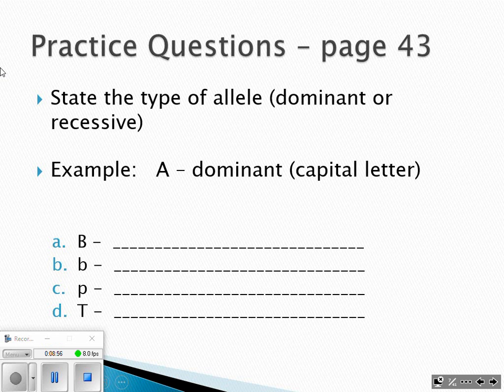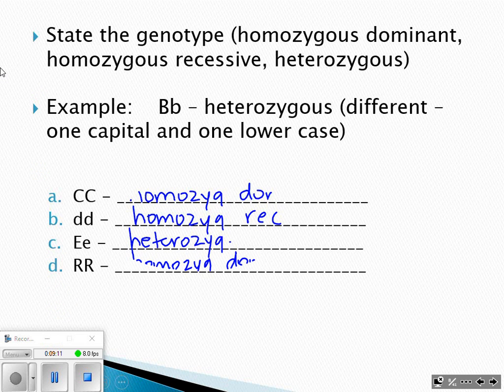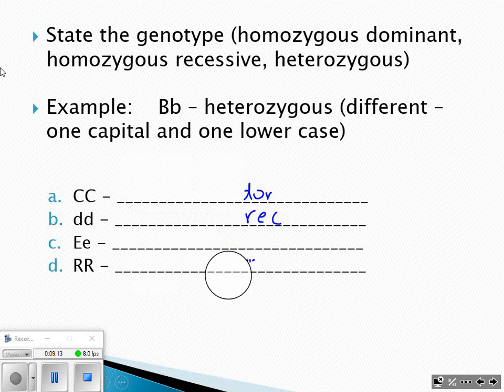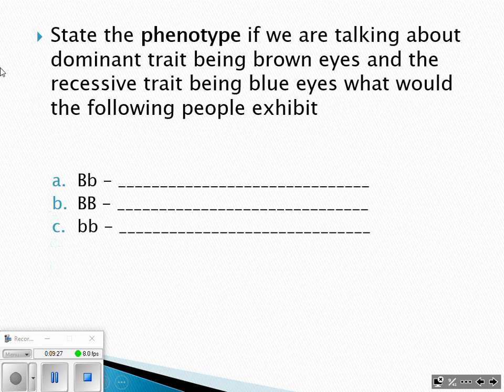For the practice questions, the first question says, state the type of allele, dominant or recessive. For these letters here, some of them are capital, some of them are lowercase. For the capital letters, I want you to write dominant beside it. For the lowercase letters, recessive. On the next one, I want you to state the genotype. So I want you to tell me whether this is homozygous dominant, homozygous recessive, or heterozygous for each of these. Does that make sense?